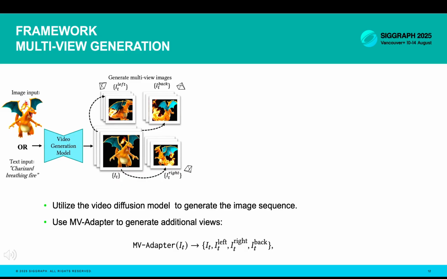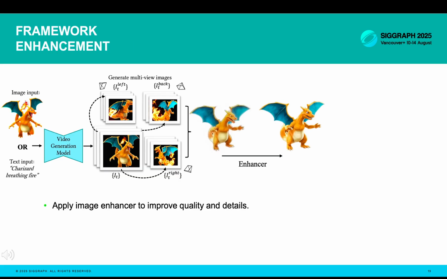Next, we introduce the framework of our model. In the first step, we take an input image and use a video generation model, specifically Stable Video Diffusion, to generate a sequence of frames. We then apply MV adapter to synthesize novel viewpoints, resulting in a multi-view image sequence from 4 orthogonal directions. In the second step, we enhance the visual quality of the sequence using an image enhancer, which helps preserve and recover fine details across frames. As shown in the example, the enhanced image of the dragon reveals significantly richer texture and finer details.